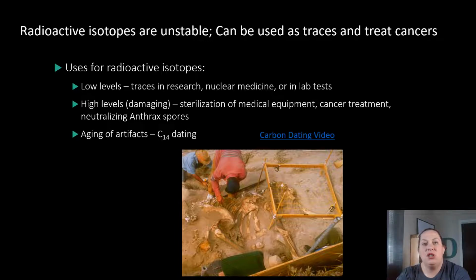Another thing isotopes can be used for is tracing. For aging of artifacts, they use what we call carbon dating, or C14 dating. With carbon dating, guys, all living things contain a certain amount of carbon. When a living thing dies, that carbon starts to decay at a certain rate. So depending on how much of that carbon 14 is left in the organism that was found, we can calculate how long ago it died. This is what they talk about with carbon dating.